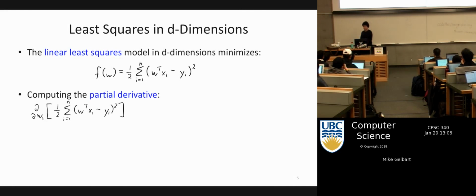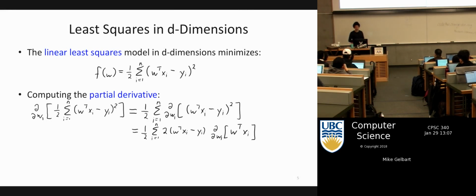Okay, so partial derivative, meaning with respect to our different variables, let's start with W1. So first thing we can do is push the derivative through the sum, since those are both linear operations. And then we can apply the chain rule. So the derivative of that stuff squared is 2 times that stuff times the derivative of what's inside.